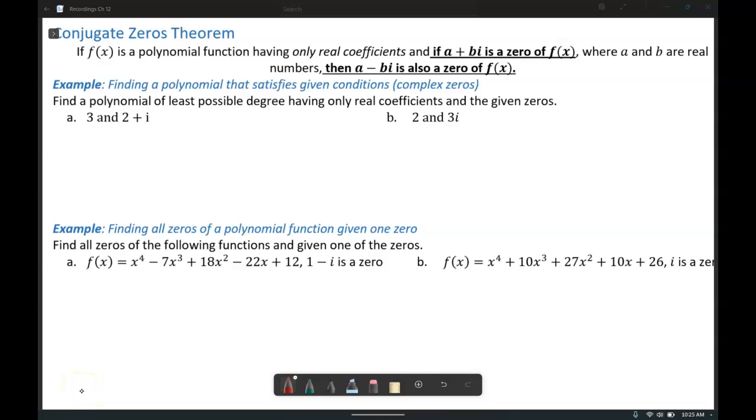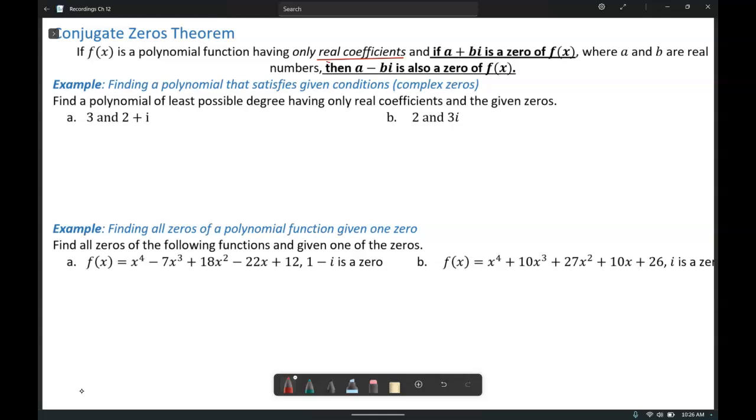Here with our conjugate zeros theorem, if we have a polynomial that has, again, only real coefficients, which is pretty much all we're going to be dealing with, and we know that one of our zeros is non-real, a plus bi, where a and b are real numbers, then we know that we have to have the conjugate as also a zero. If a plus bi is a zero, then we know that a minus bi is also a zero. If we don't have these conjugate pairs, then we can't have a polynomial with only real coefficients, because the conjugate pairs always multiply to give us real values.